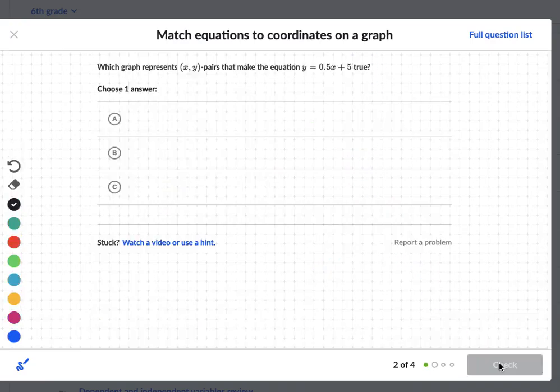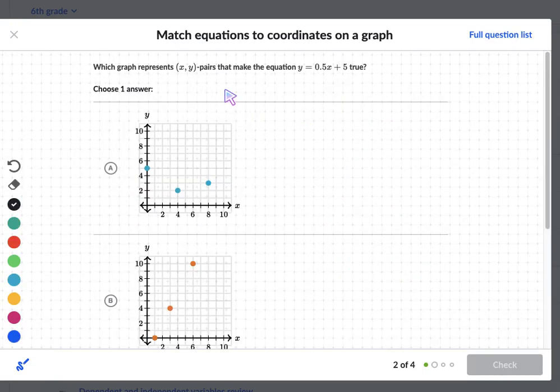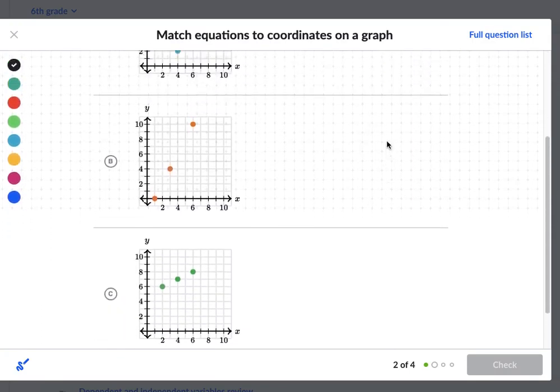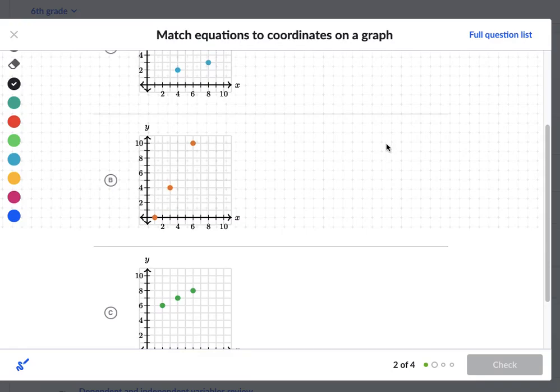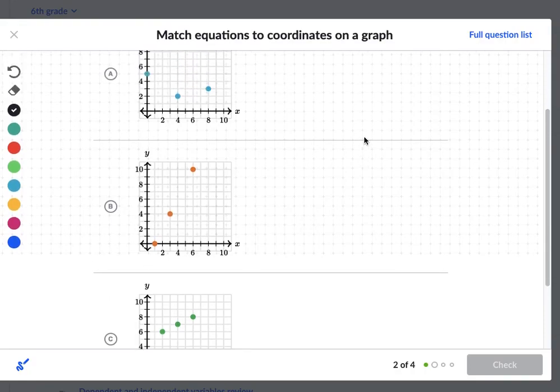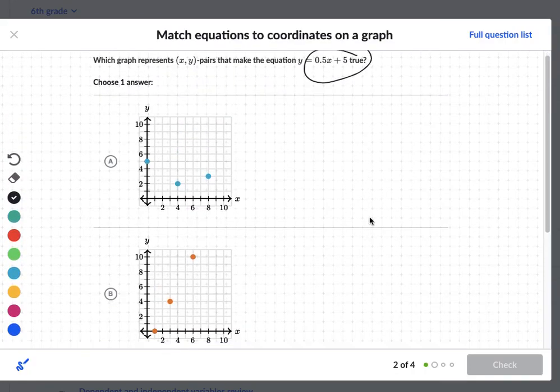Let's try one more. All right, in this problem, they're asking you which graph represents xy pairs that make the equation y equals 0.5x plus 5 true. So they have 3 choices for you.